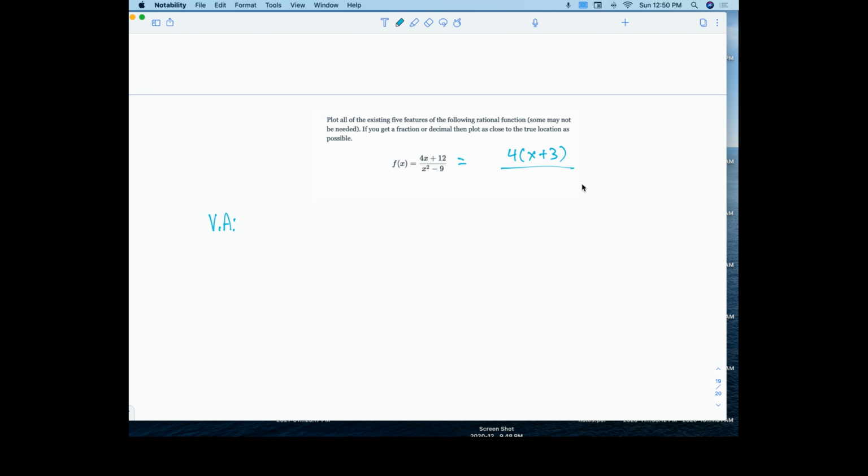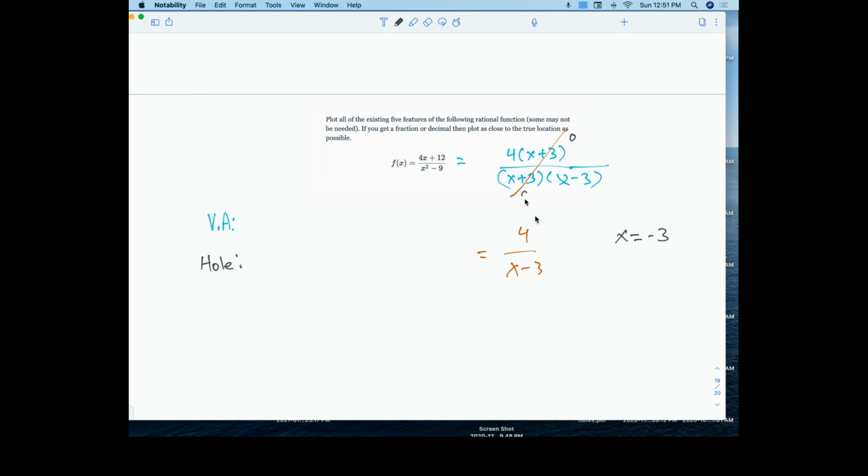So if we factor, we get 4 times x plus 3. The bottom is going to become x plus 3 times x minus 3 via the difference of squares. And so x plus 3 divides out, and I'm left with 4 over x minus 3. Okay, so as is usually the case when you look for the vertical asymptote, you actually end up finding the hole. So the hole exists when x is equal to -3 because you would be left with 0 over 0.